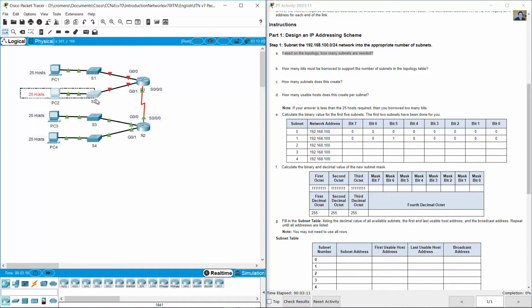1, 2, 3, 4, and 5. 5 subnets. How many bits must be borrowed to support the number of subnets in the topology table?